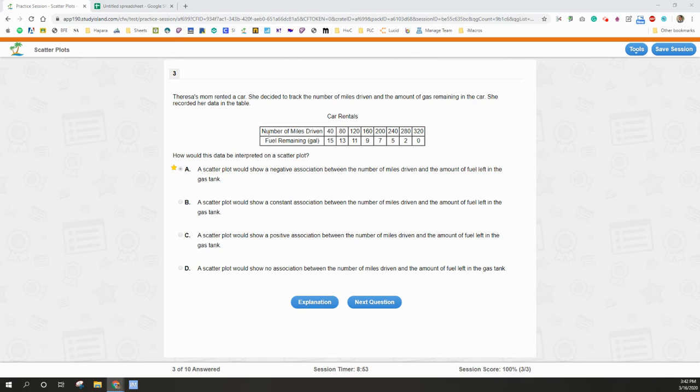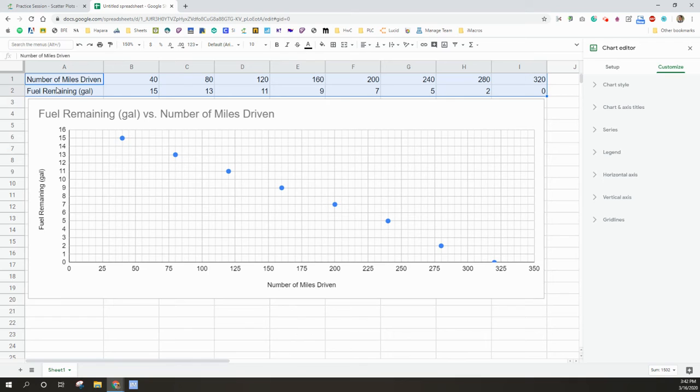Now, I've taken the liberty of copy pasting this table into a spreadsheet and creating a scatter plot based on those results. So if you'd like to see what the scatter plot looks like, here it is. The number of miles driven and the fuel remaining in gallons. And that is what we have here in the scatter plot. So 40 miles driven, 15 gallons remaining. That's this point right here.